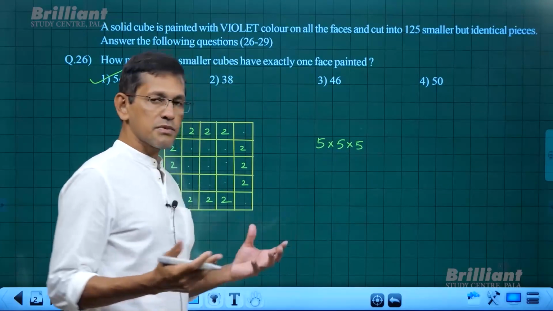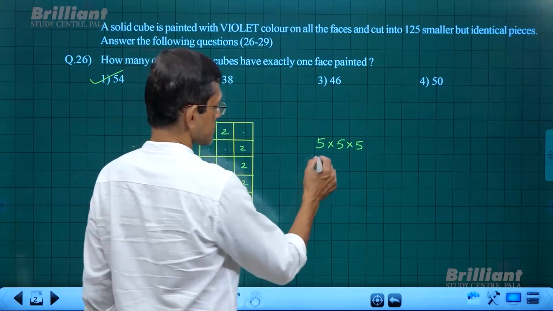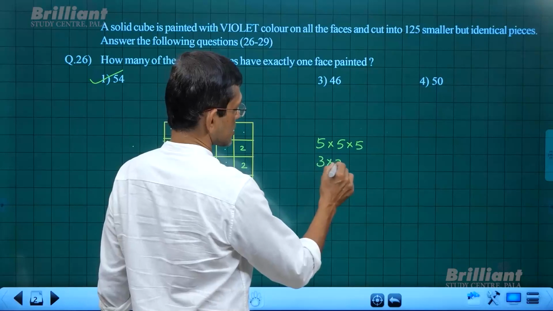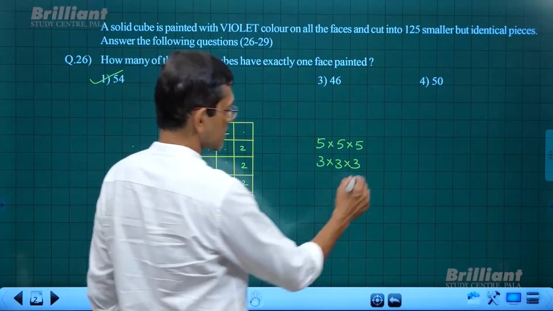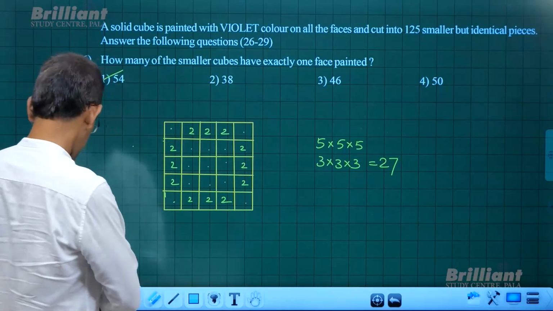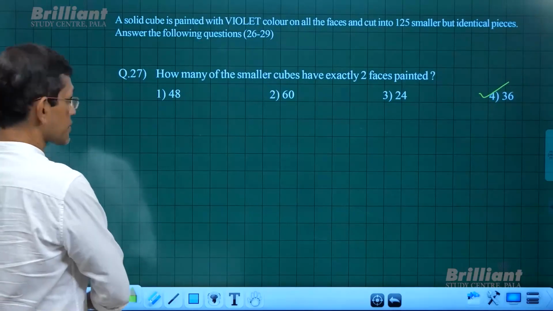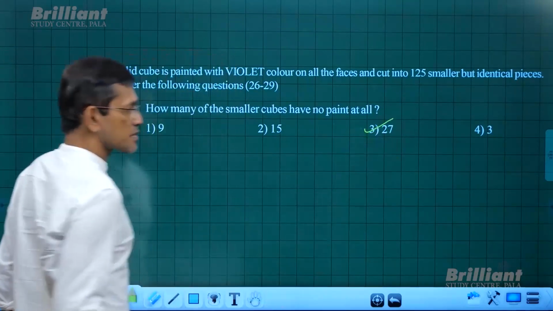In order to get the cubes without paint, we have to take the inner cubes. The inner cube would be 3 into 3 into 3. 3 into 3 into 3 is equal to what? 27 cubes. So the answer for this question, no paint at all, is 27 cubes.